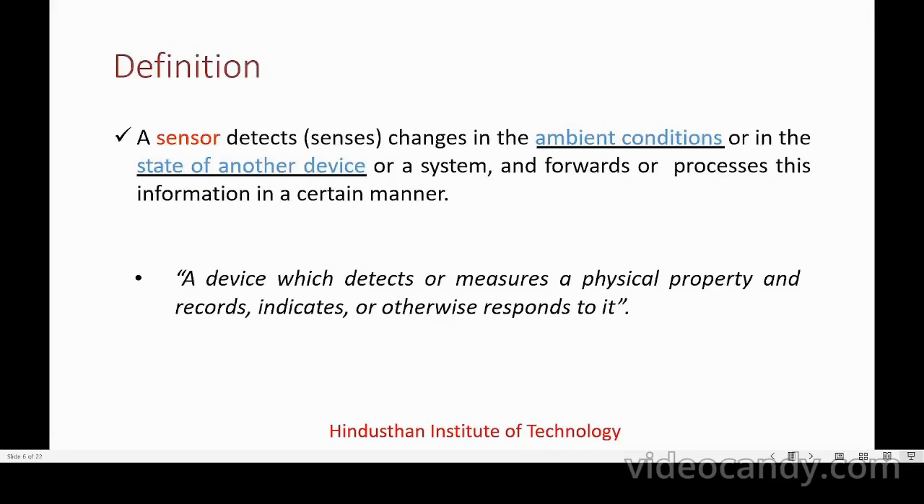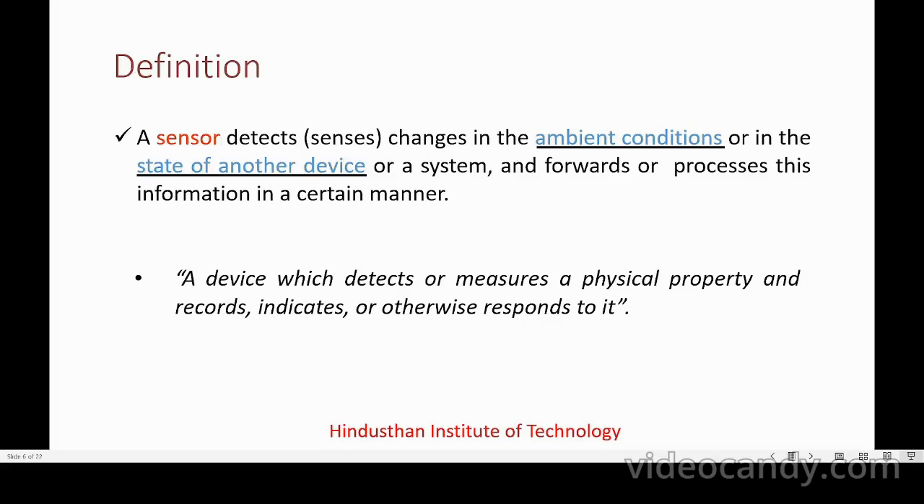Next, what is the definition of a sensor? A sensor detects or senses changes in the environmental conditions, or the state of another device or a system. Then it will forward the collected information to the cloud, and then it processes the information in a particular manner.